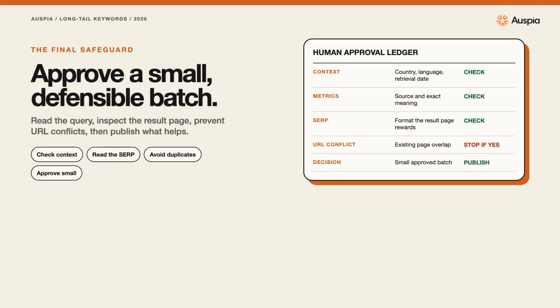The final safeguard is a human review before anything goes into a content plan. Confirm the country, language, retrieval date, and exact meaning of each important metric. Read the query as a human, inspect the live SERP, and check for an existing page conflict. Approve a small batch first. Five well-chosen pages teach you more than 50 near duplicates.